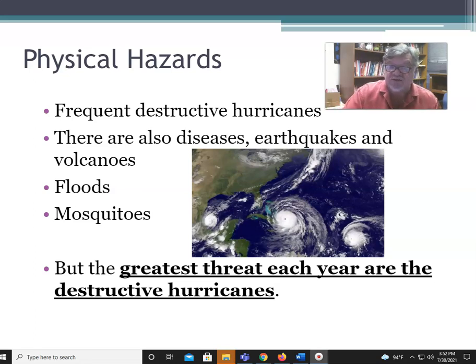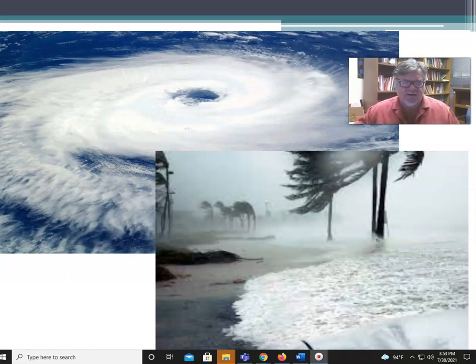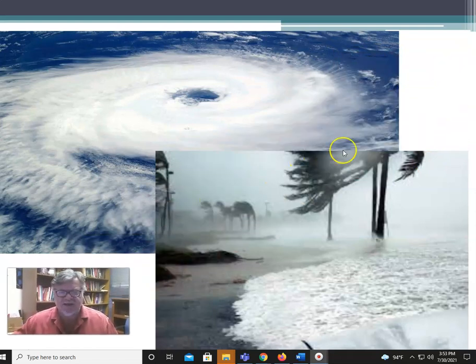There were also floods, especially from hurricanes. Mosquitoes could carry airborne diseases, but the greatest threat each year are the destructive hurricanes. If you're from South Florida, these pictures might cause a little anxiety.